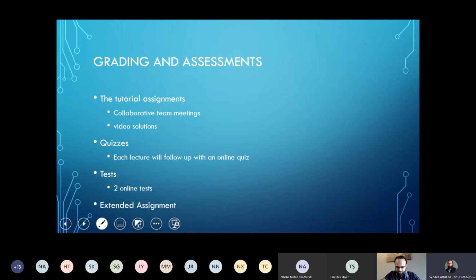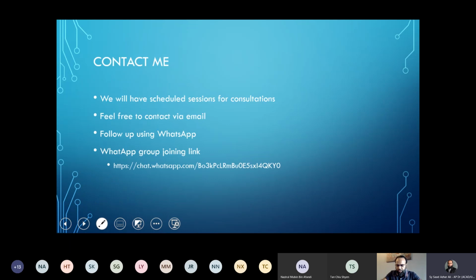And of course, finally, extended. Is it called assignment or assessment? Extended assignment, I think. Okay, so we'll have scheduled sessions for consultation. I will tell you the time once the timetable is finalized, so that you can contact me to discuss a particular topic or particular thing separately, and we can have that online meeting. You can contact me via email or using the WhatsApp.